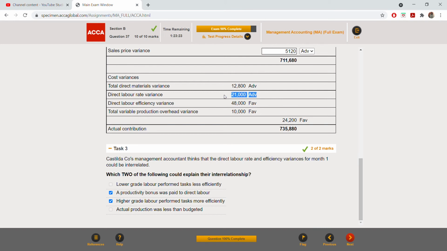Okay, and because of that, a productivity bonus means they are now being more productive. That means they are more efficient. That's why the efficiency is favorable. The third, higher grade labor performs tasks more efficiently. Definitely, higher grade means they will be paid more, but they will perform better. So efficiency will be favorable, labor rate variance will be adverse. Whereas if it's the other two, this will not happen, then it will be the other way around. Okay, come to the next.